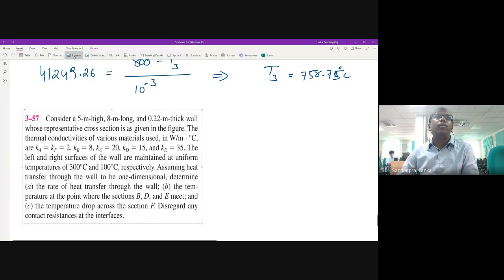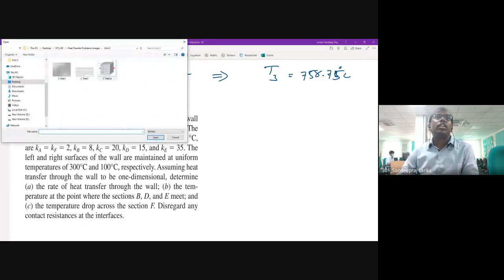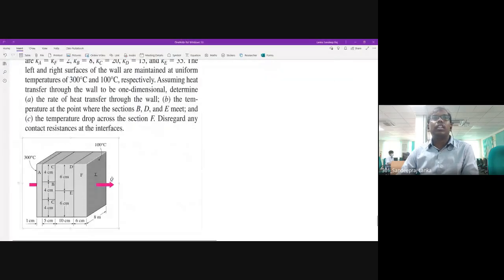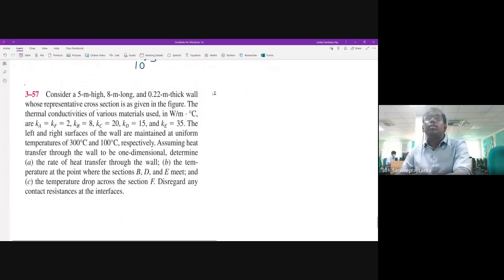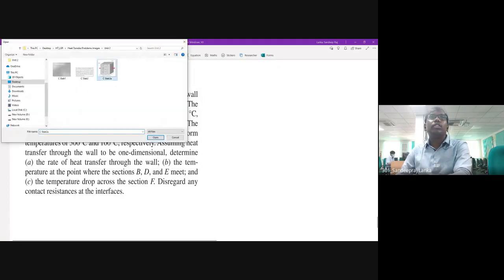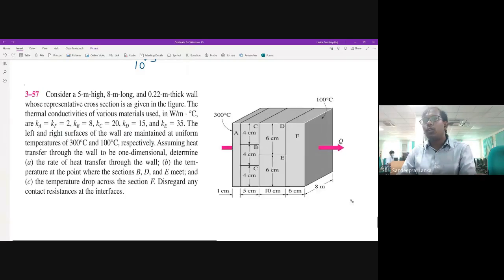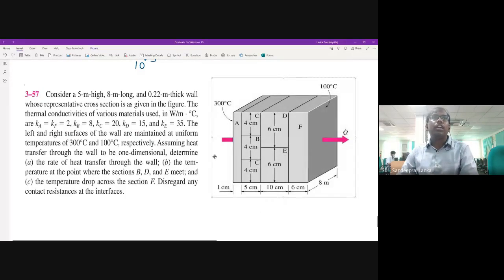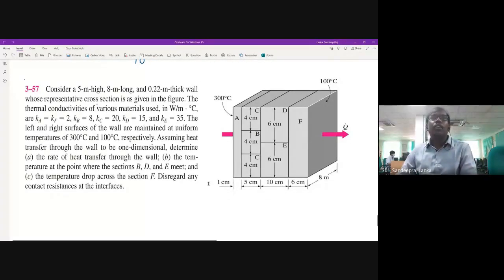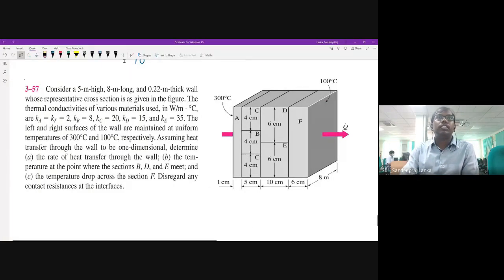Now, let me take one more question here. This question is similar to the one we have solved. Since we have less time, I'll just give you a clue how to solve it and you solve it yourself. I'll share this maybe on your WhatsApp group. You can look into this problem and solve it for yourself. Again, it is a similar kind of problem, where you have more layers of composite polymer.